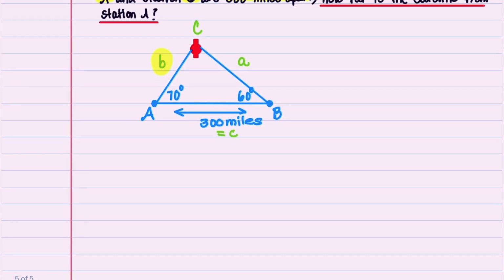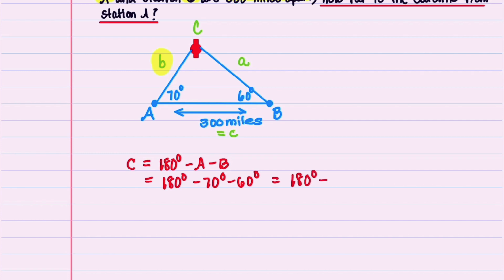So our first step when we use the law of sines is going to be to find the unknown angle. Angle C is equal to 180 degrees minus A minus B. So this is 180 degrees minus 70 degrees minus 60 degrees, which is 180 degrees minus 130 degrees, which gives us 50 degrees. Let's add that back up into our diagram. Angle C is 50 degrees.